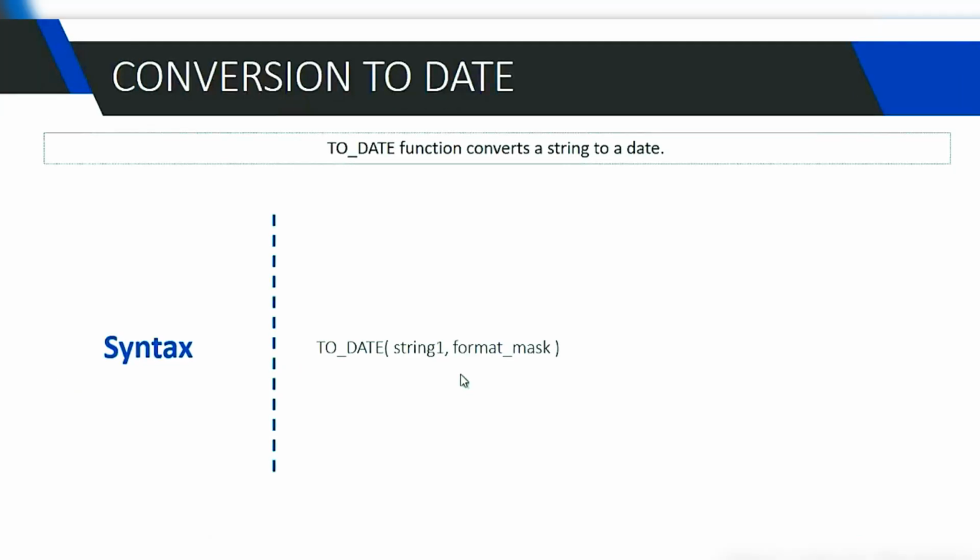To convert a string to a date, we'll use the toDate function. toDate will get the string as the first parameter and then there will be the format mask. This is the same format mask, just earlier the format mask was being used to save the string in that particular format. Now this format mask is just defining the format of the date in that string.